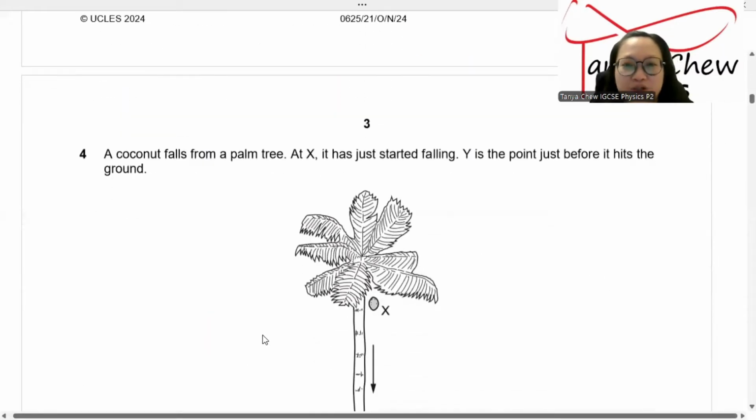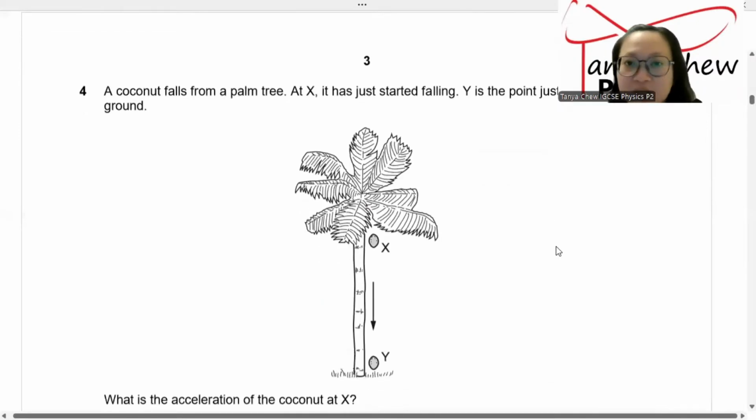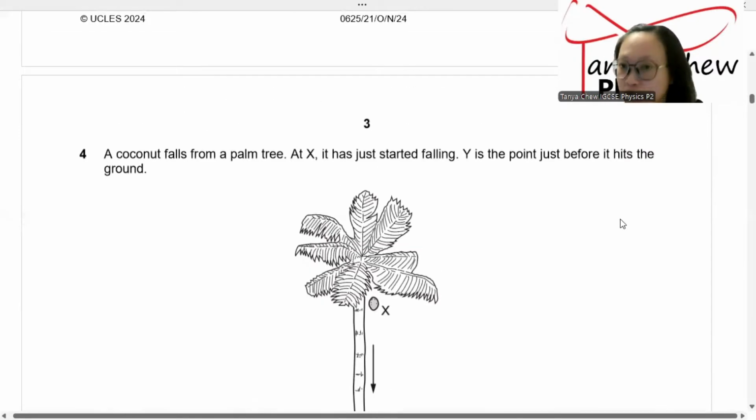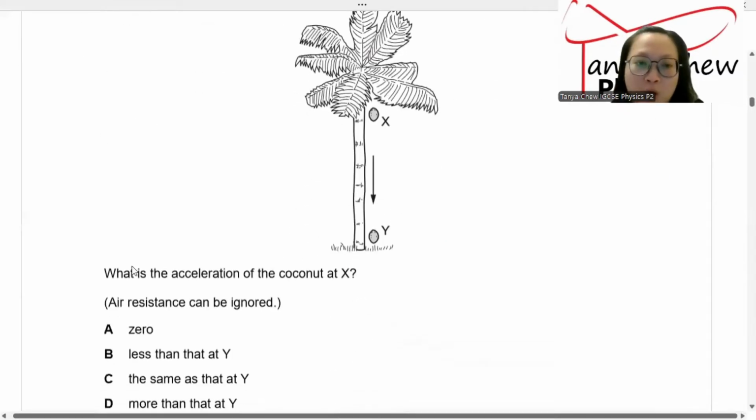Now, the next question, question number 4. A coconut falls from a palm tree. At X, oh, where is X? X is at the highest point. It has just started falling. Y is the point just before it hits the ground. What is the acceleration of a coconut at X? Air resistance can be ignored.